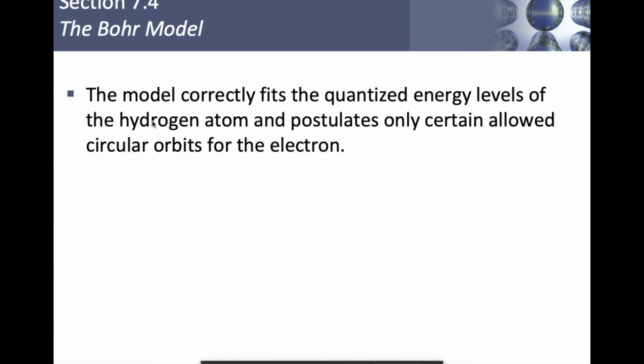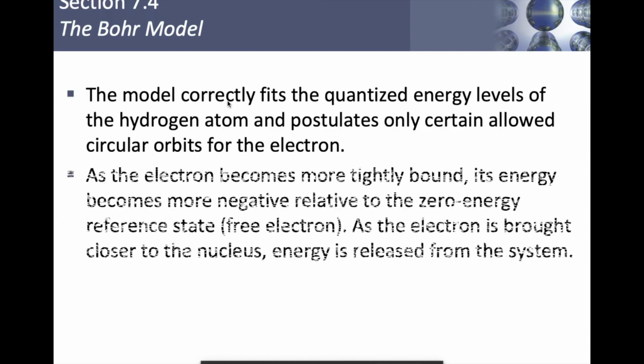Now, the interesting part is that this model perfectly fits the hydrogen atom. And it perfectly fits the idea that energy levels are quantized, meaning that only certain energies are allowed and required. As the electron becomes more tightly bound, its energy becomes more negative, relative to the 0 energy reference state. As the electron is brought closer to the nucleus, energy is released from the system. This just explains moving from an excited state to a ground state. So Bohr's model is, as we would expect, a perfect representation of the hydrogen atom.